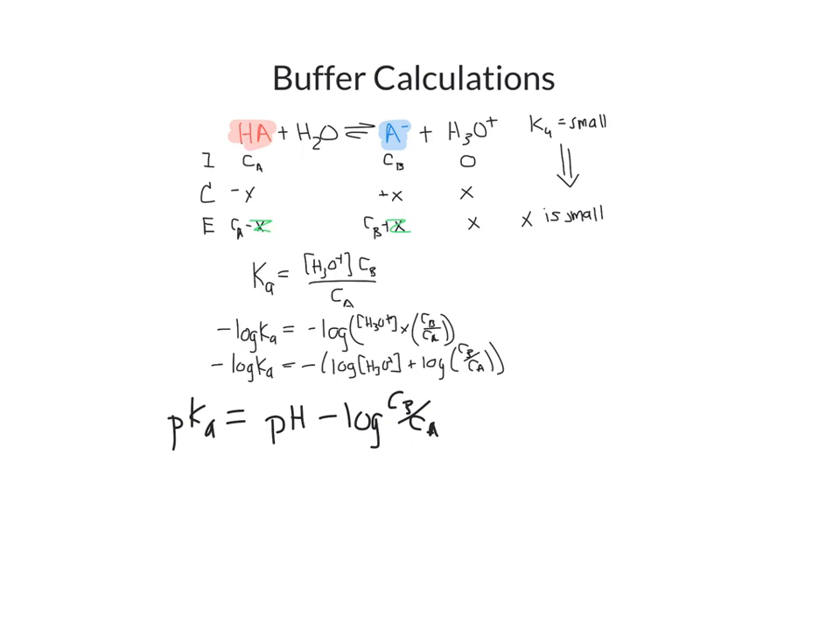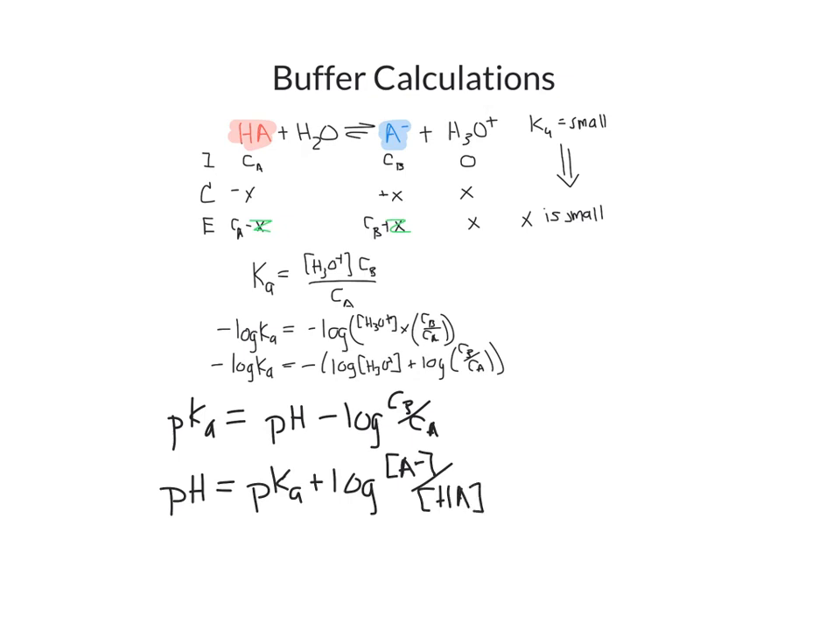So now if I take this term and add it to both sides of the equation, I will have an equation for the pH of my buffer that depends on the pKa of the acid that I'm using and the initial concentrations of conjugate base and conjugate acid in my solution. So finally, I have pH is equal to pKa plus the log of the conjugate base concentration divided by the conjugate acid concentration.